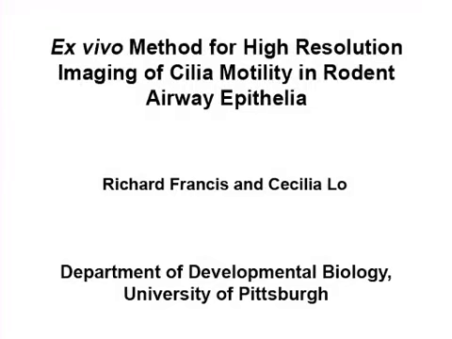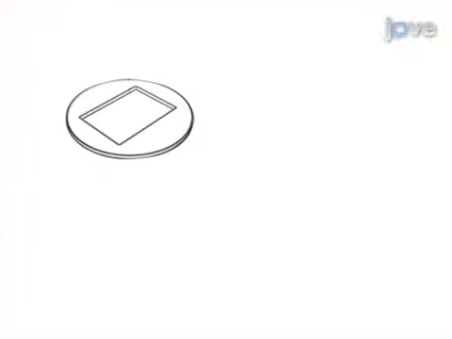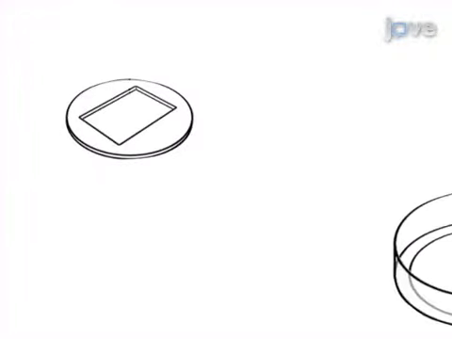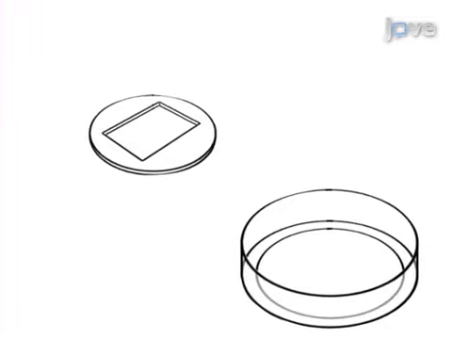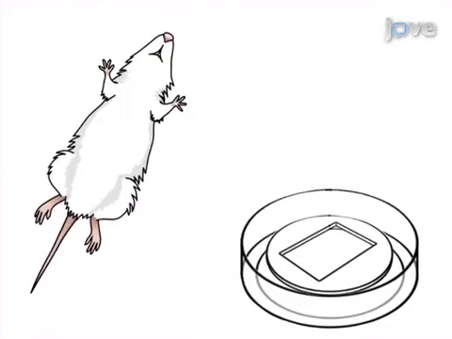The overall goal of this procedure is to visualize and quantify respiratory cilia motility and cilia-generated flow using freshly isolated mouse trachea. This is accomplished by first preparing a shallow imaging chamber. The next steps of the procedure are to harvest and mount the tracheal tissue for imaging.